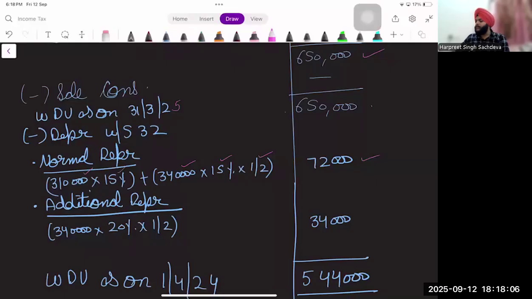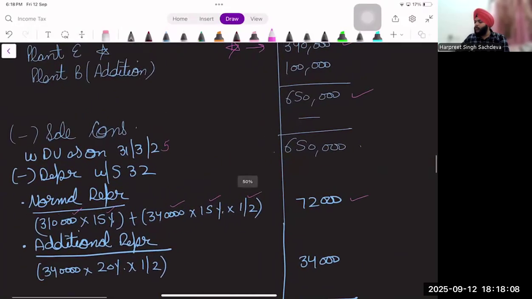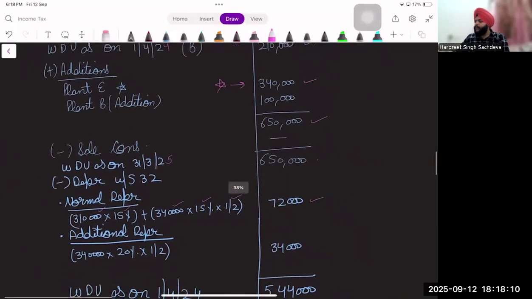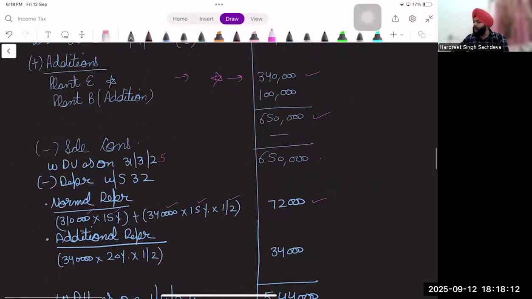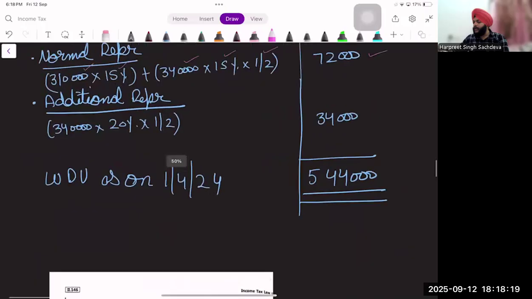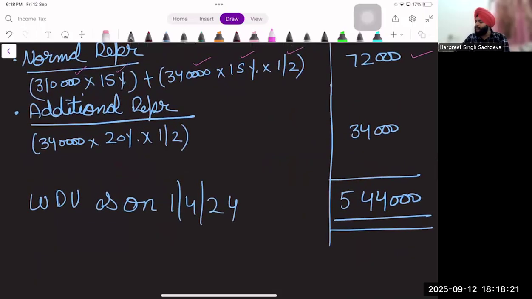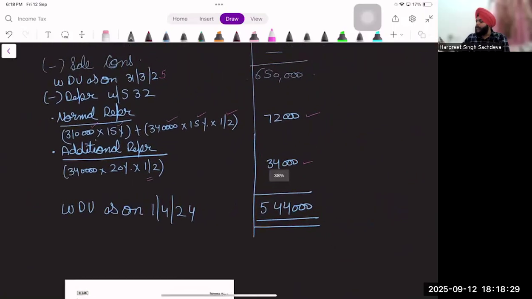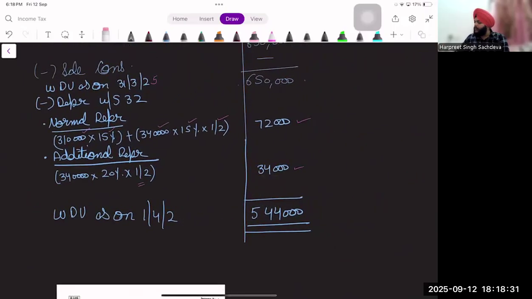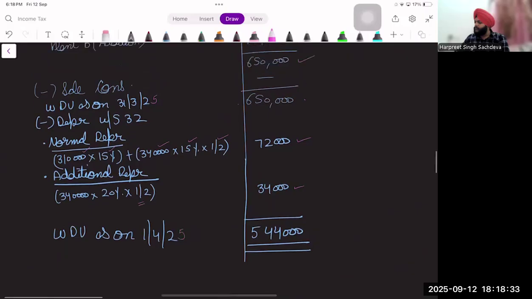After that, this is a plant and machinery. New plant and machinery is purchased. New one is this one for 3,40,000. This will be used for production normally. So it will also attract additional depreciation in the old tax regime, 20%. But again, the asset was with a star. So that depreciation will be for half year, 34,000, and the balance WDV becomes 5,44,000.